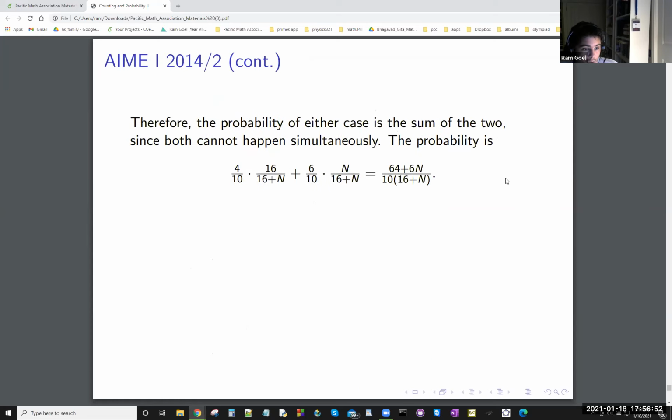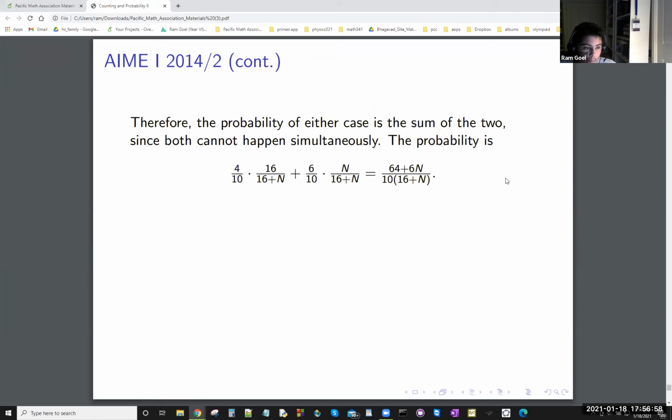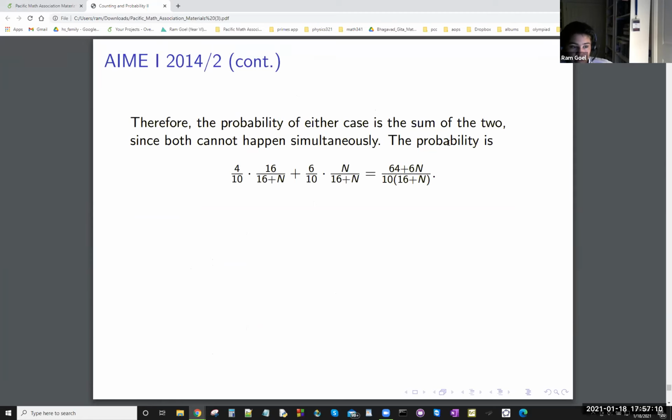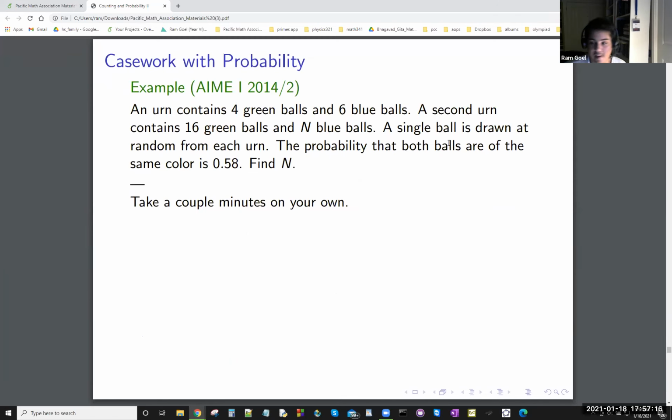Now, since these two cases are separate, the total probability of one of these happening is their sum, which we can compute to be this. It's 4/10 times 16/(16 plus n) plus this, which simplifies to (64 plus 6n) over 10 times (16 plus n). We're given, go back to the problem, that this probability is 0.58. So now we have an equation from which we can solve for n.